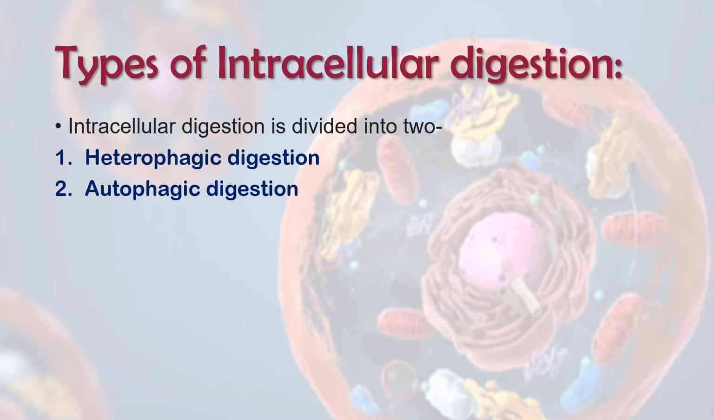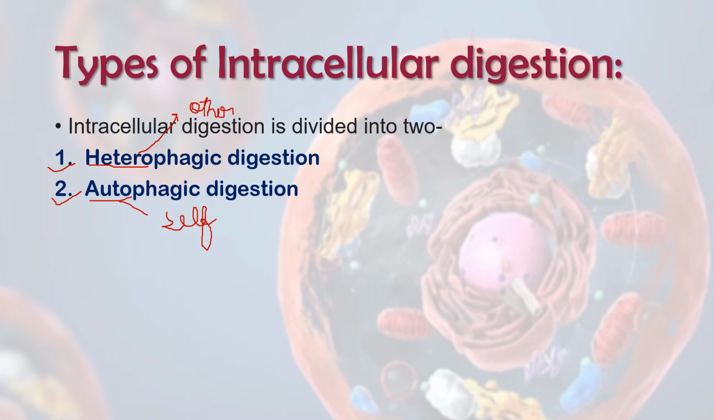Intracellular digestion is divided into two types. The first one is heterophagic digestion and the other one is autophagic digestion. Hetero means other. Here hetero means the other or the foreign, that is not the part of a cell. Whereas auto means self, or we can say these are the components that are the part of the cell.